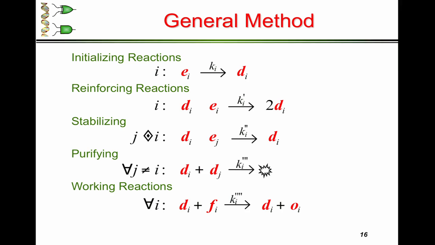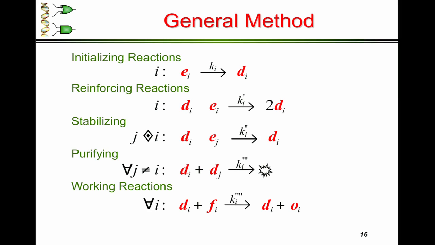But here, this is just a generalization with subscripts of what's going on. The initializing reactions are the reactions where we get E1, E2, and E3 in the right ratio to produce that initial soldier stepping forward. The reinforcing reactions are the catalytic reactions, that for each soldier that steps forward, produce many copies of himself.